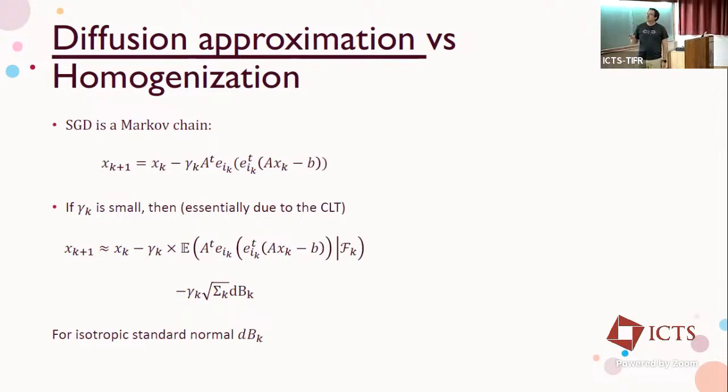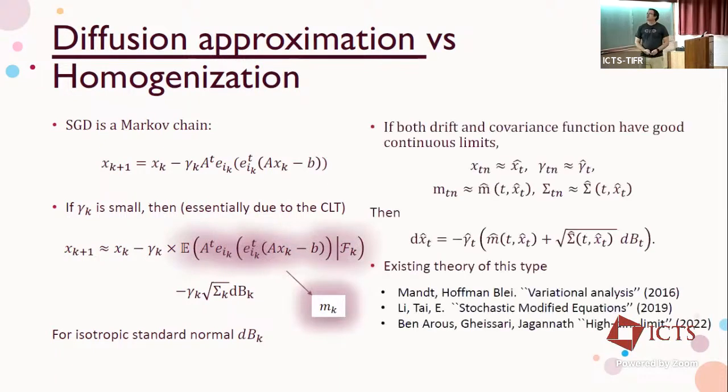If you were doing a standard diffusion approximation, this is what you would do. You would take this update, compute its conditional mean, and say that xk plus 1 behaves like xk minus gamma k times the conditional mean. And then if the step size is small, you get some sort of diffusion approximation, where you replace the randomness by an increment of Brownian motion. So I'll call this the mean.